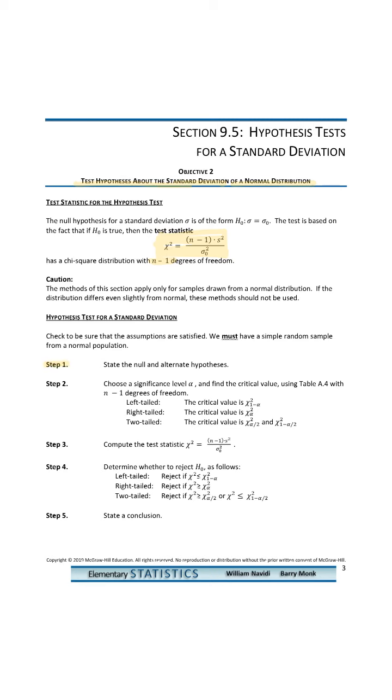The first step is to state the null and alternate hypothesis. Choose the significance level alpha and find a critical value with n minus 1 degrees of freedom. Then compute the test statistic. Use this formula to find the test statistic. Then determine whether to reject the null hypothesis or not and conclude. We can look at that in detail with an example.